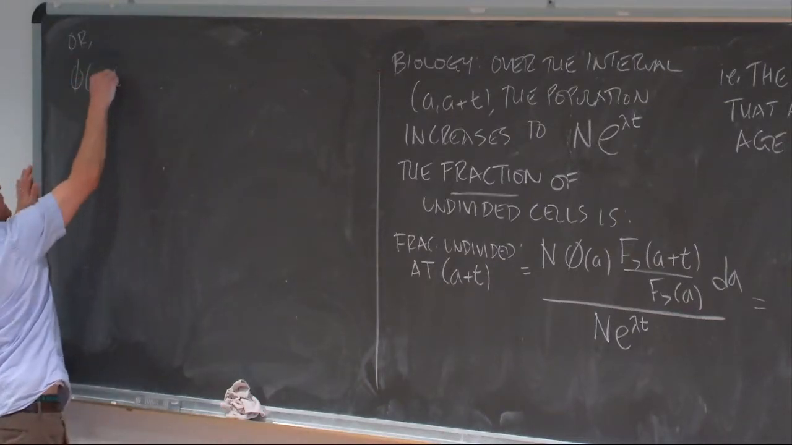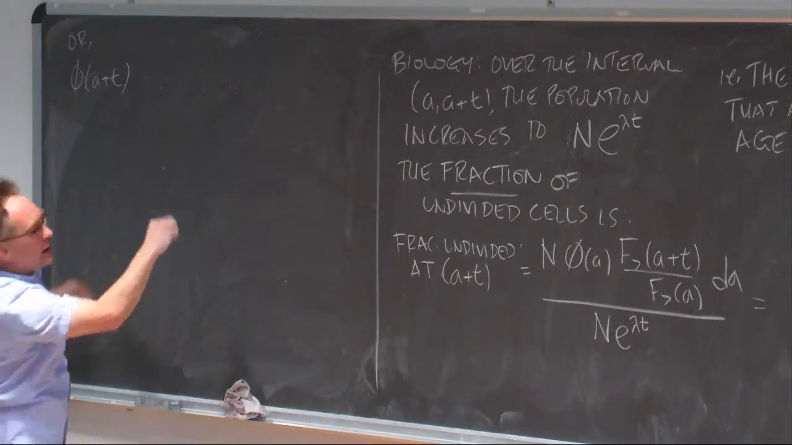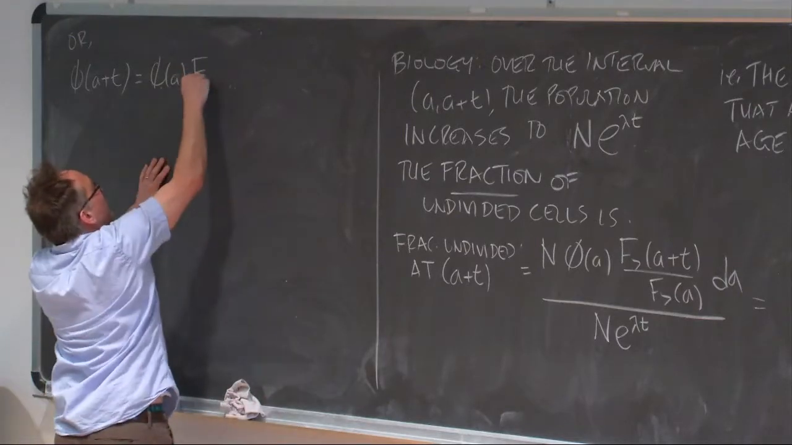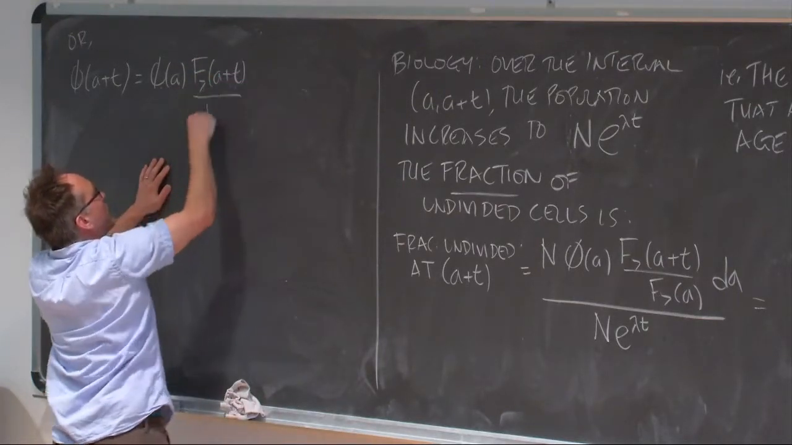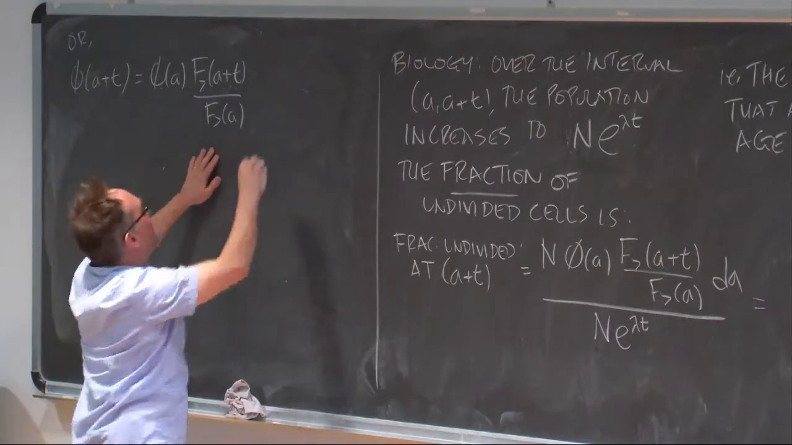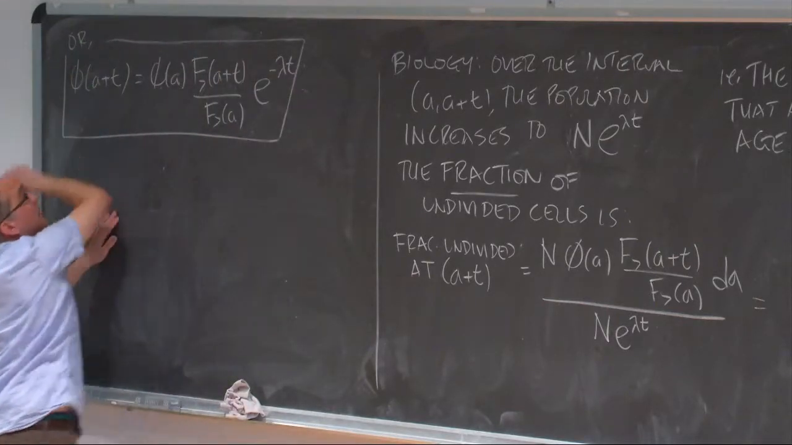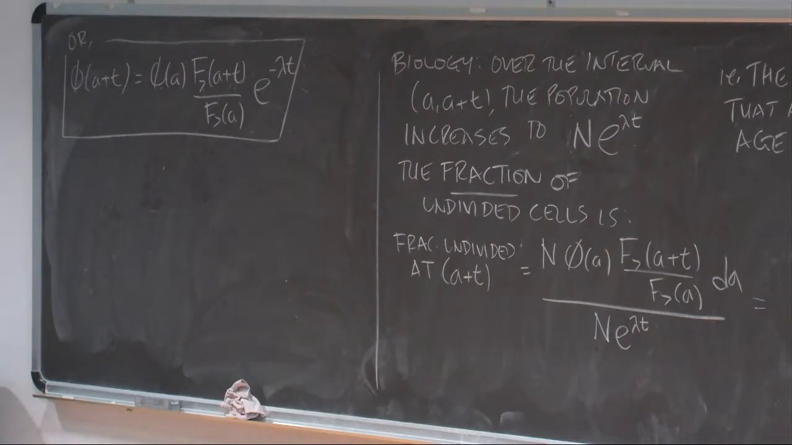Phi at A plus T, and I'll pause here, and then we can talk about it, equals phi A, F greater than A plus T over F greater than A, e to the minus lambda T. And so the problem then becomes, you give me a distribution of doubling times, and you obviously also need to tell me the growth rate of the population. Those are my inputs, and then it's incumbent upon me to solve this difference equation for phi. It's subject, of course, to normalization, things like that.